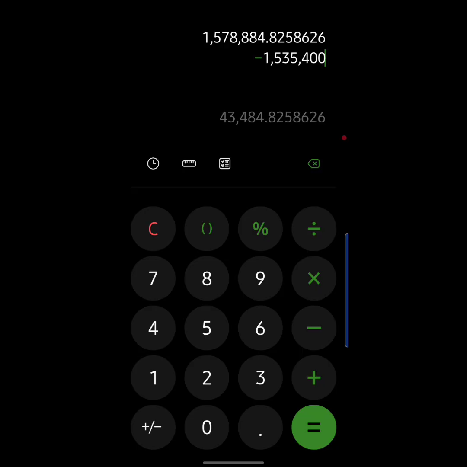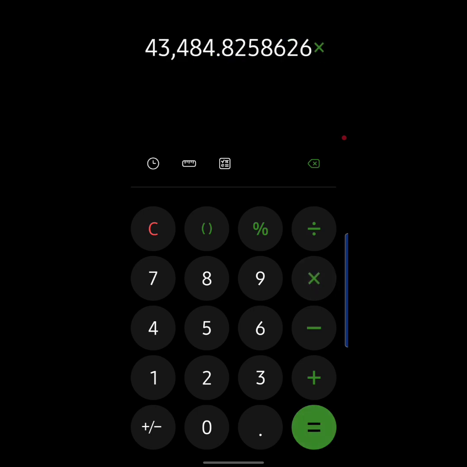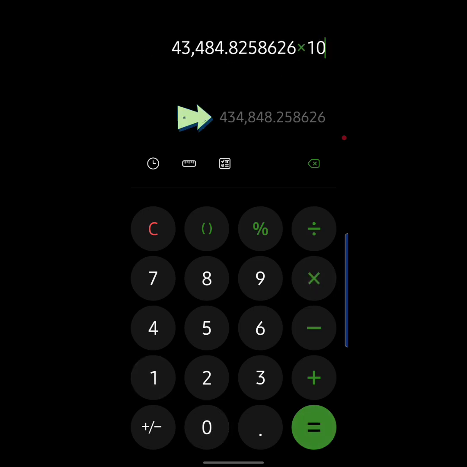All right, and the most amazing part is that you can actually do this multiple times. So let's say you actually do this 10 times in a day. Okay, times 10. So that's going to give you 434,848 naira. Okay, so guys, this is how easy it is.